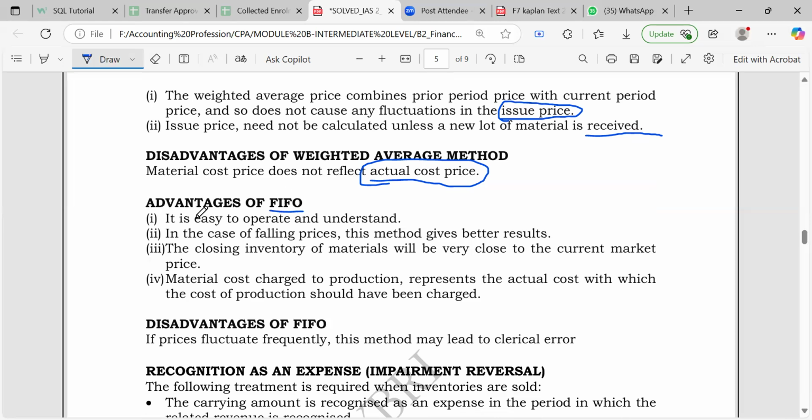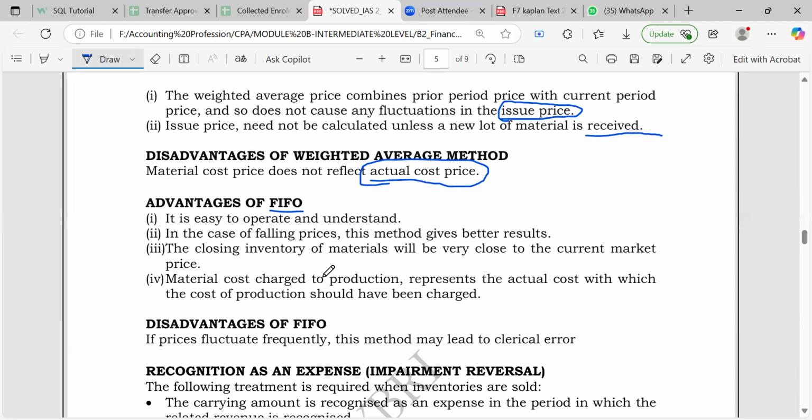First of all, it is easy to operate and understand because you just say whatever comes first will be sold first. There is a distinction; we do not combine. But also, in the case of falling prices, this method gives better results. This is true too, right? Yes, in the case the prices have fallen, it would give you better results.